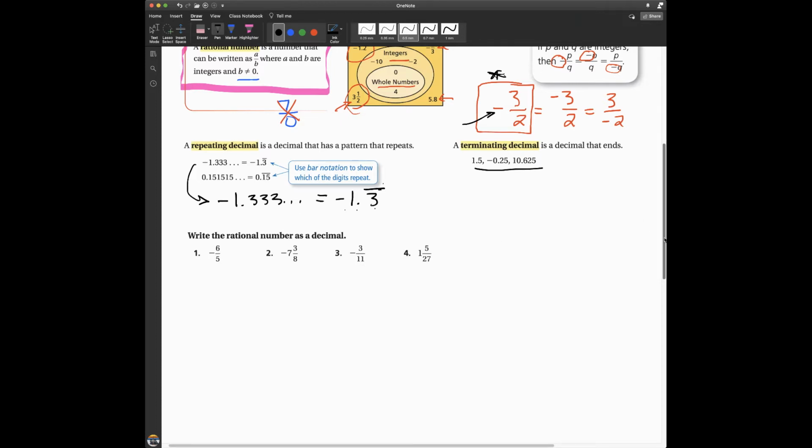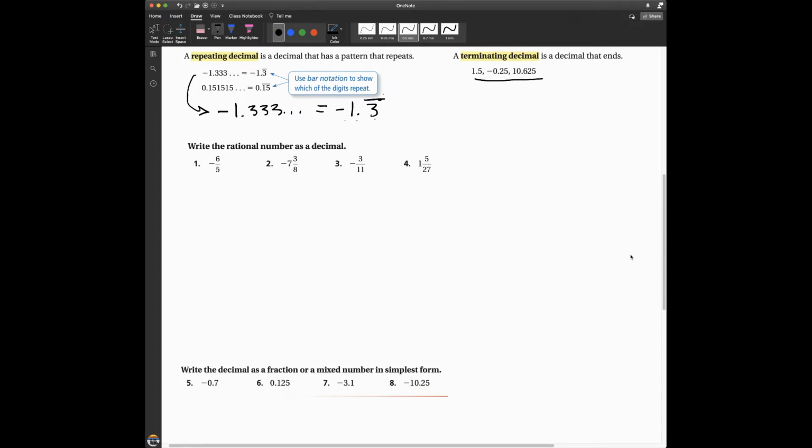So things that we need to be able to do, we have to be able to write rational numbers as decimals. And so how do we do this? This is where you are going to use your calculator. So I will work out the first two, and you can work out the last two. So for number 1, I have negative 6/5.